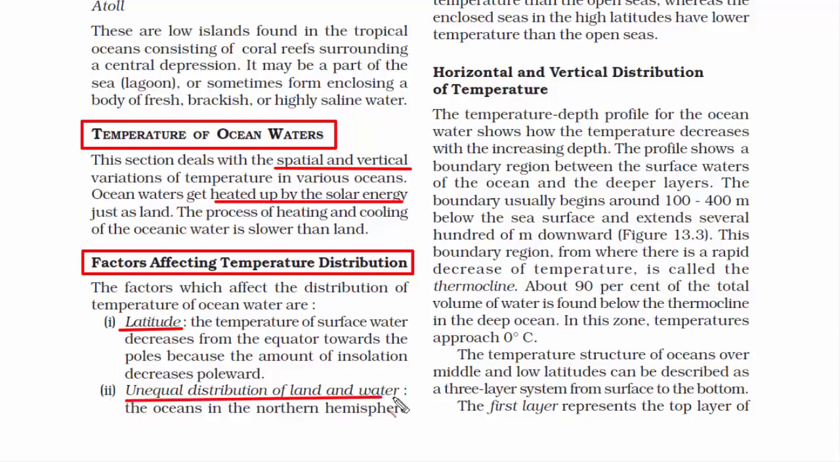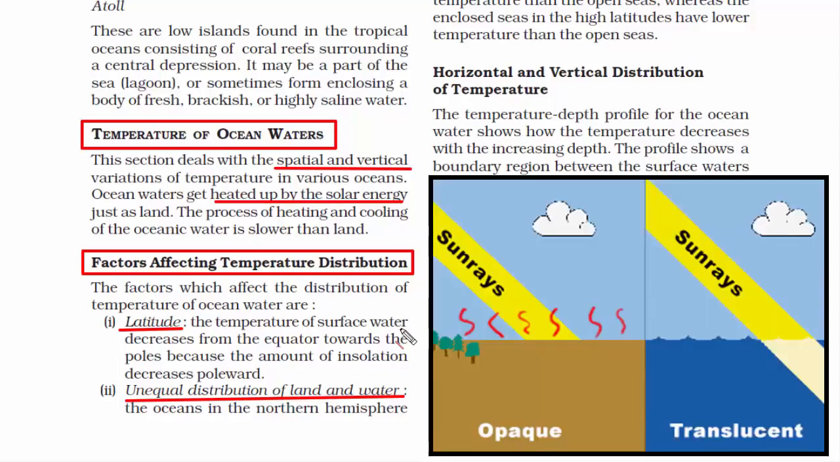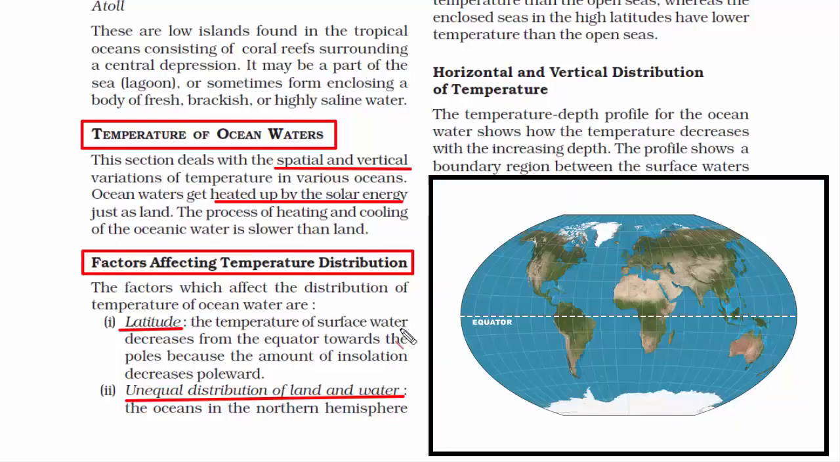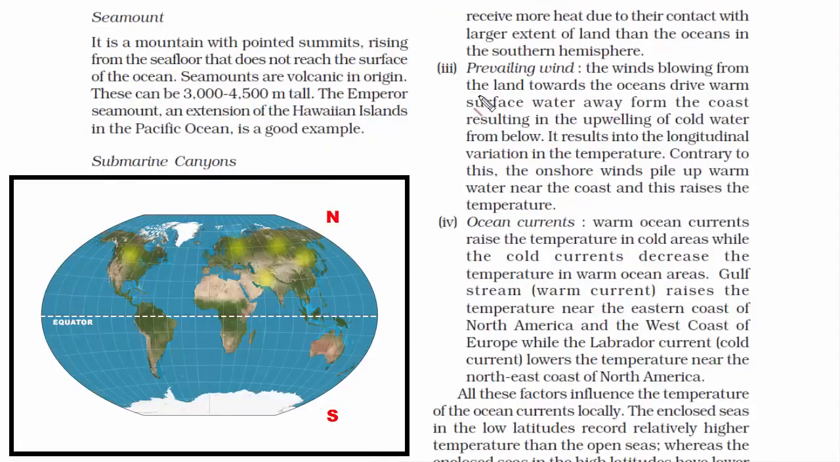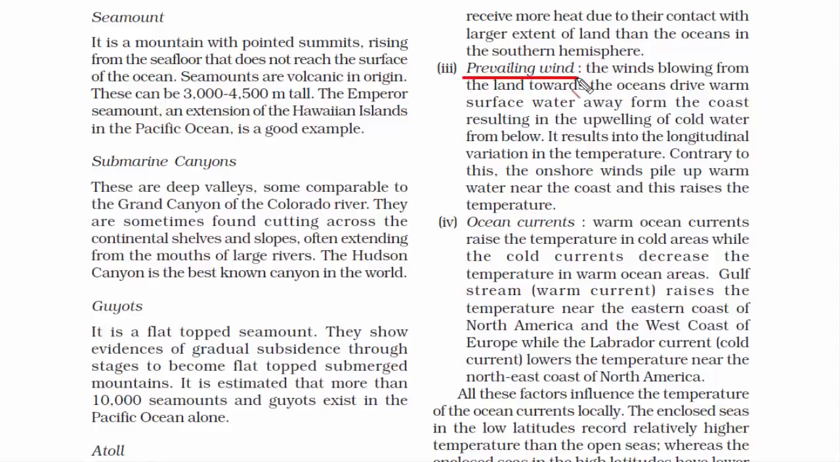The second factor affecting temperature distribution of ocean water is unequal distribution of land and water. In the previous point, we saw that land and water heat up at a different rate. Land heats faster than water, and land also loses heat faster than water. Now if you look at the world map, the northern hemisphere has more landmass compared to the southern hemisphere. That means the oceans in the northern hemisphere have contact with a larger extent of land than the oceans in the southern hemisphere. Hence the oceans in the northern hemisphere receive more heat due to the contact with the larger extent of landmass.